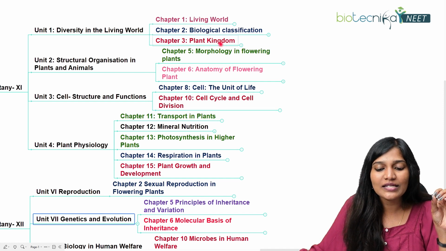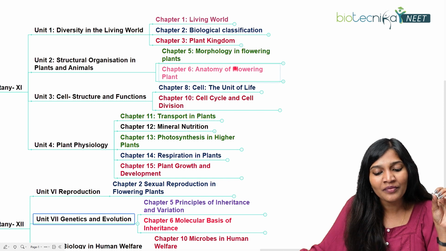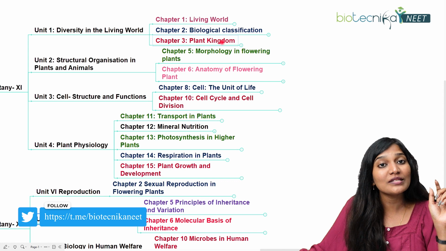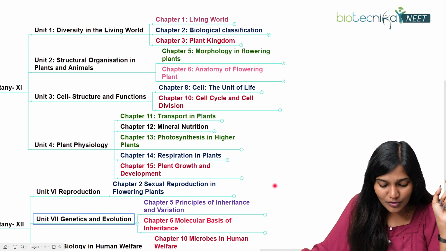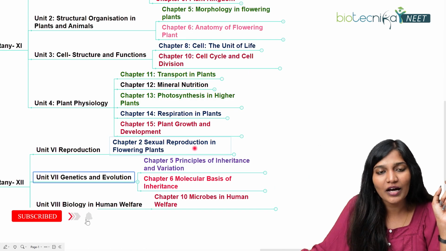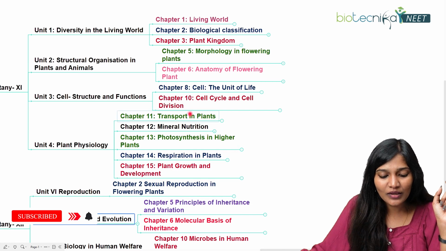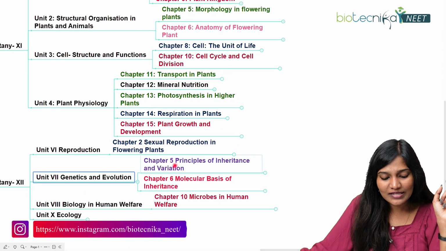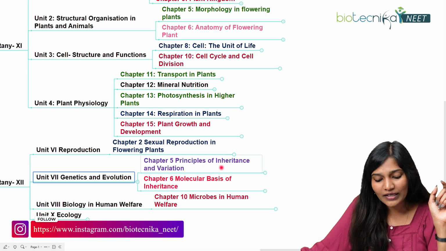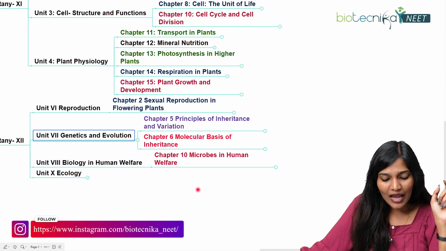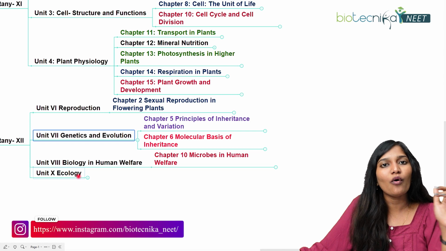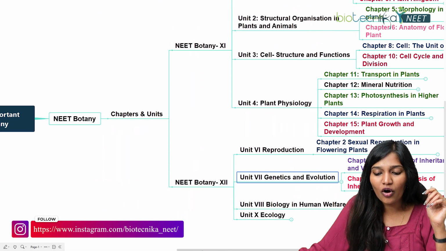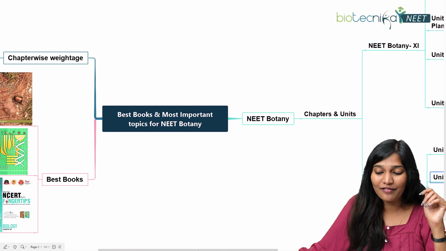After studying, you can take up morphology in plants, anatomy in plants, and then you can take up plant kingdom. When you're studying plant kingdom, then you have to come to the sexual reproduction in flowering plants together. And then you can study all the plant physiology together, and then you can study principles of inheritance and molecular basis of inheritance together, and microbes and human welfare separately, all the ecology units separately. So whenever you're going to study, study all the correlated units first, so that it will be very helpful for all of you.